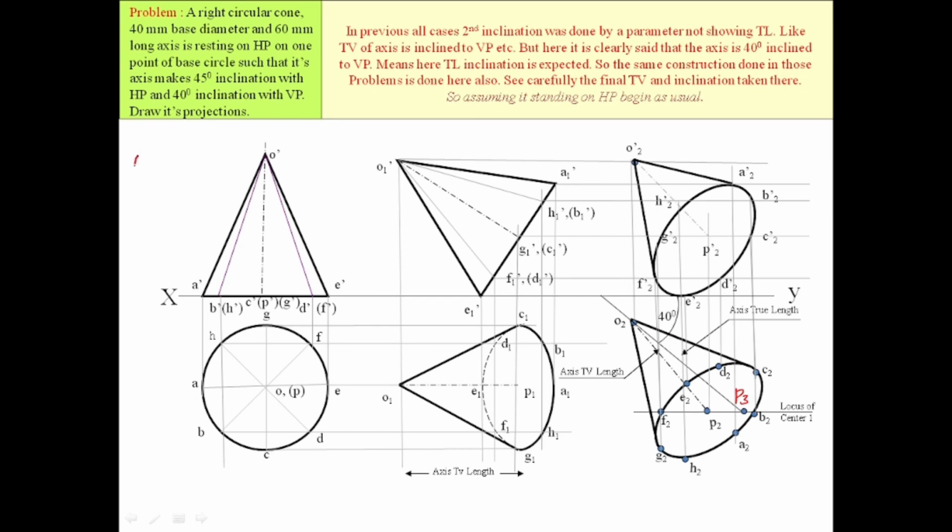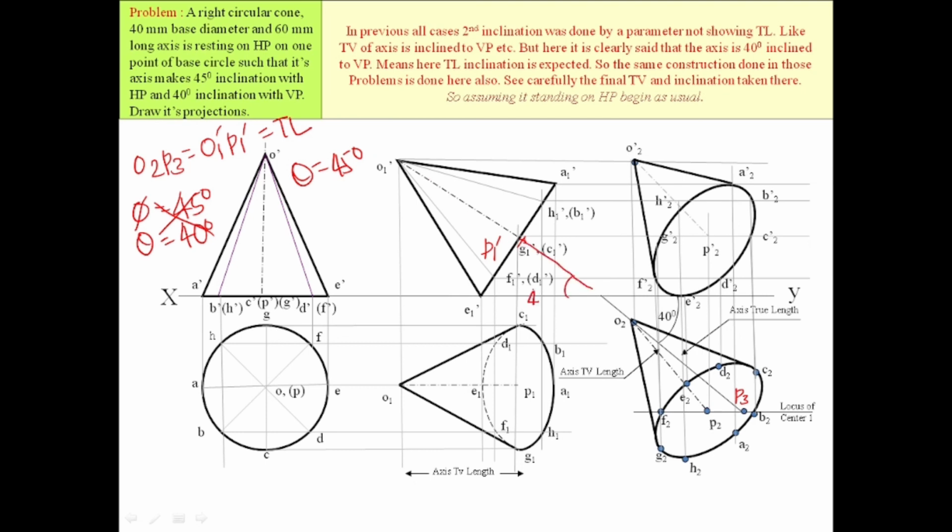Here O2 P3 is equal to O1 dash P1 dash. This point is P1 dash. Then O1 dash P1 dash is equal to the true length. We can represent the true inclination with HP, 45 degrees. Theta is equal to 45 degrees in the true length of the axis.